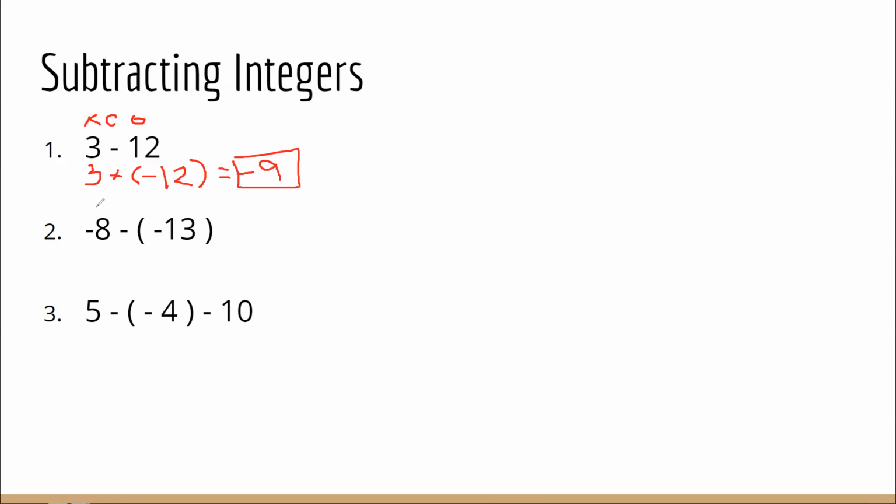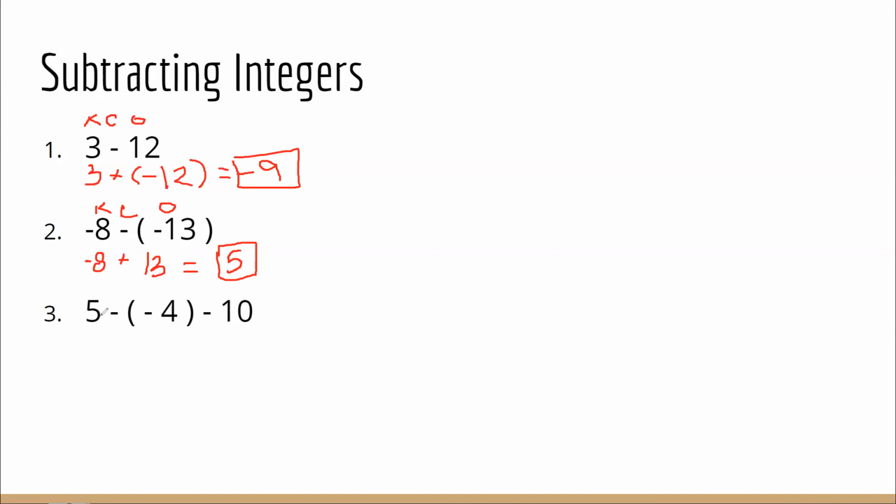Second one, same thing. KCO it. KCO, which means keep, change, and opposite. Just like the last one, we have it in addition now, which is what we want. And they are two separate signs, which means we're going to be finding the difference between those two. 13 minus 8 gives me a 5, and I know it's going to be a positive 5 because when I compare 13 and 8, 13 is bigger, and 13 is a positive number.